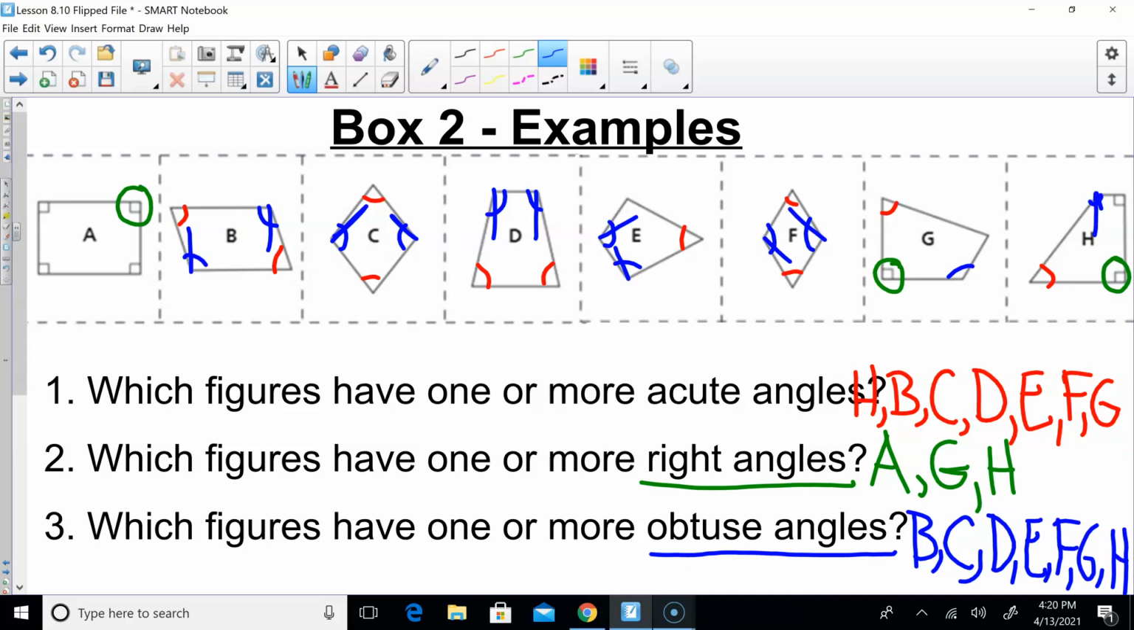So notice we got a couple of things in different categories. Which figures have one or more acute angles? We had B, C, D, E, F, G, H. Which ones had right angles? A, G, and H. Which ones have one or more obtuse angles?